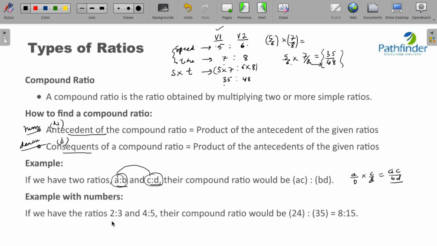देखो यहाँ पे भी हमने वही किया. So 2:3 into 4:5, तो यहाँ पे क्या करेंगे हम? 2/3 into 4/5, which is 8/15. यही आएगा आंसर. ये 2 into 4 होना चाहिए और ये 3 into 5 होना चाहिए यहाँ पे. I hope this part is clear to you all.